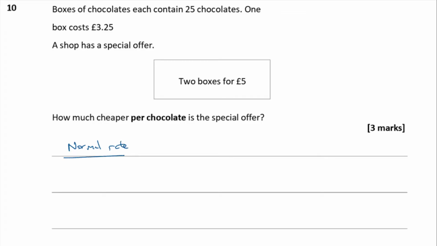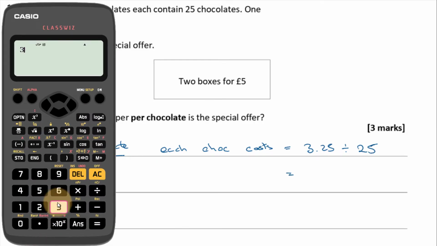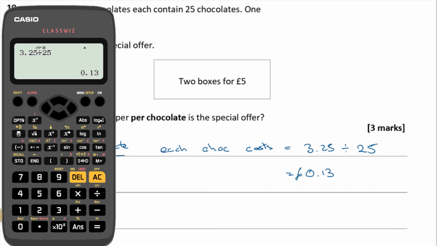So boxes of chocolates each contain 25 chocolates. So one box costs £3.25 at the normal rate. So each chocolate costs £3.25 divided by the 25 chocolates in the box. That gives me 3.25 divided by 25, which comes out to be 0.13. That's about 13p per chocolate then, isn't it? So that's 0.13 or 13 pence.